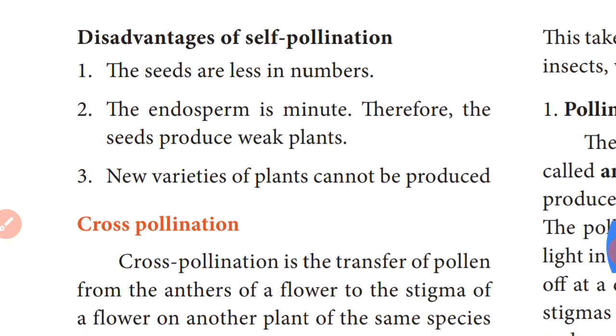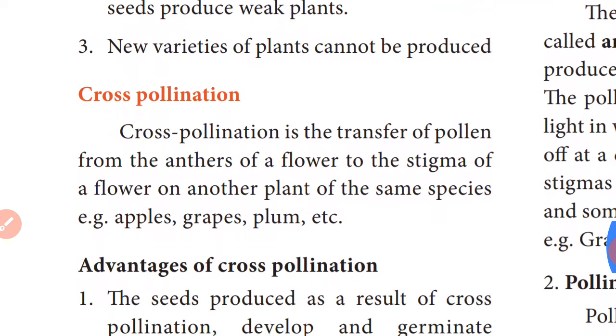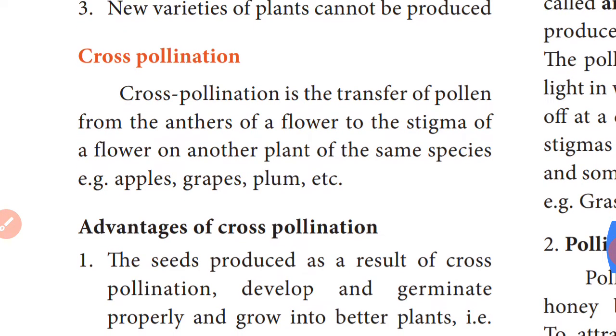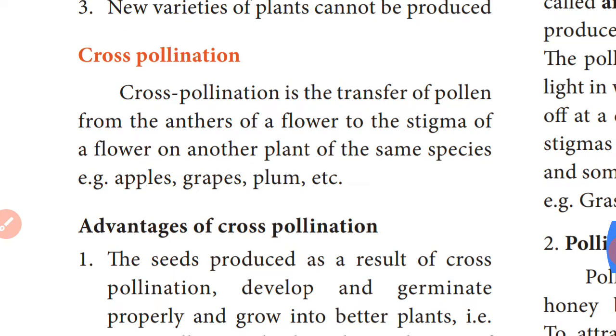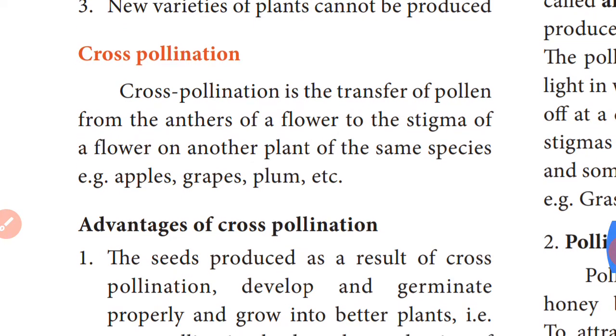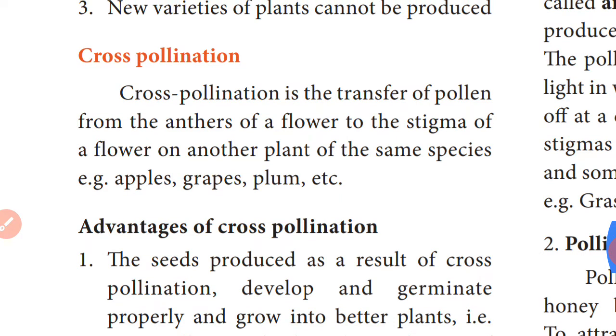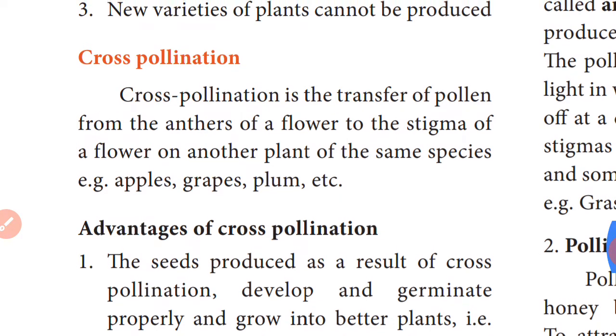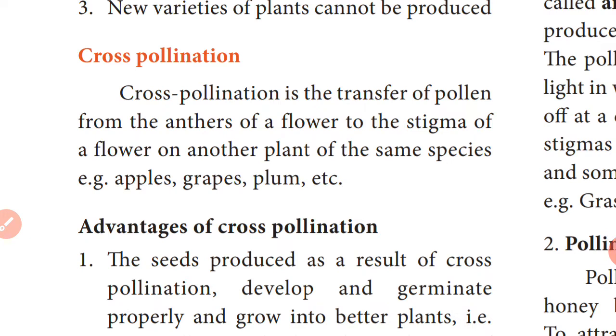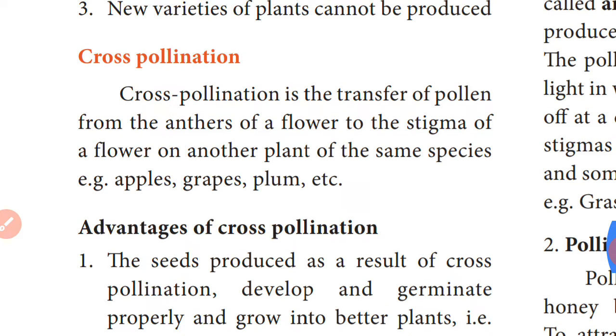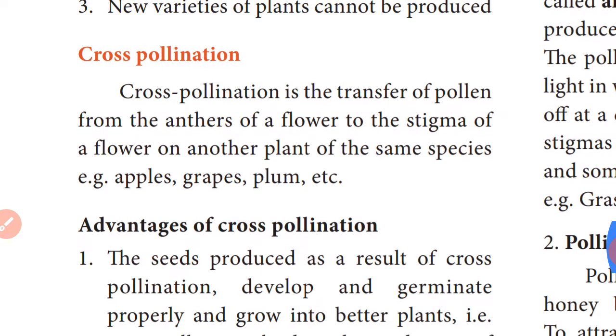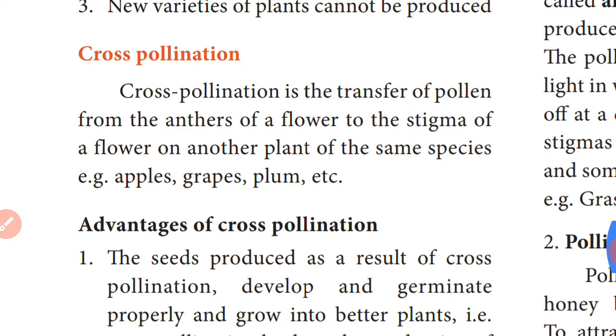Next is cross-pollination, otherwise called allogamy. As I already told, cross-pollination means the transfer of pollen grains from the anther to the stigma of a different flower of another plant but of the same species. This is cross-pollination.